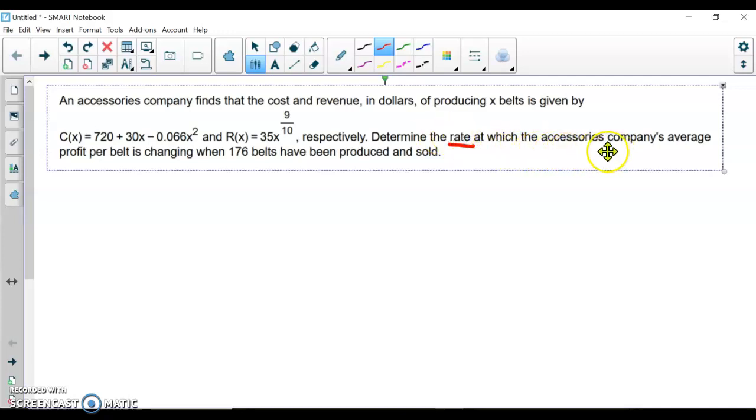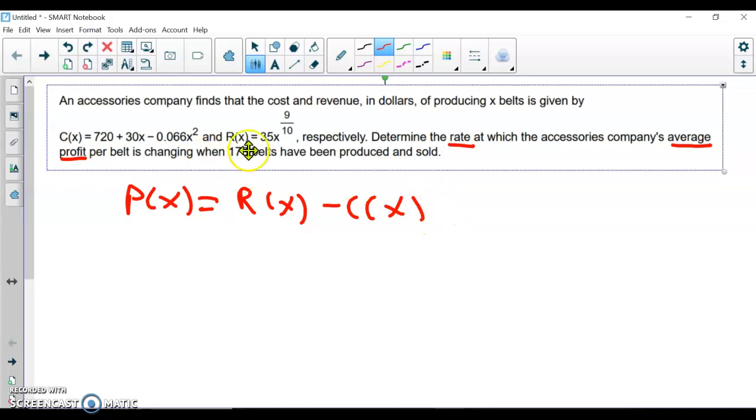At which the accessories company's average profit, that's another keyword we're going to need, average profit per belt is changing when 176 belts have been produced and sold. So we need to find the derivative, right? It says determine the rate, and in particular, the derivative of the average profit function. So if you consider the fact that we can start with the definition of profit being revenue minus cost.